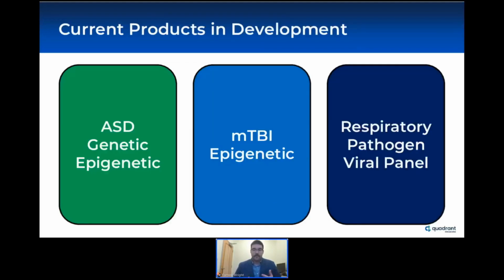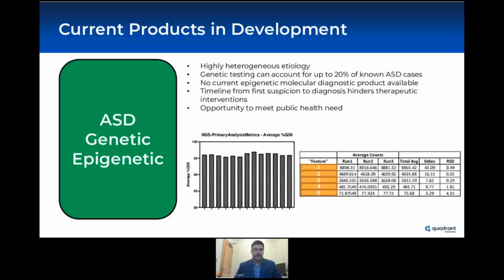Of our current products, I just want to take a moment to highlight the development of just a few of them. Here, I'll briefly discuss diagnostic assays for autism using both the genetic and epigenetic tools, a traumatic brain injury epigenetic test, and an improved SARS-CoV-2 test that includes the addition of several other common respiratory viral pathogens.